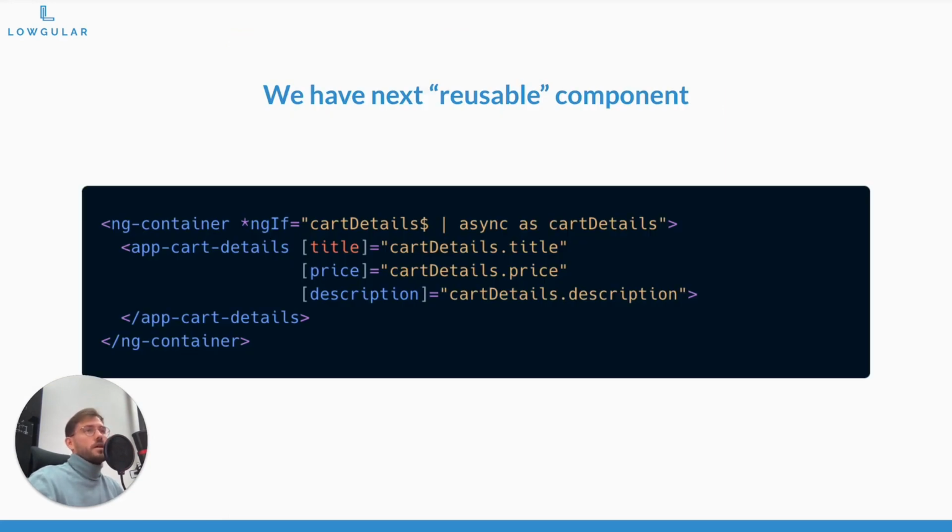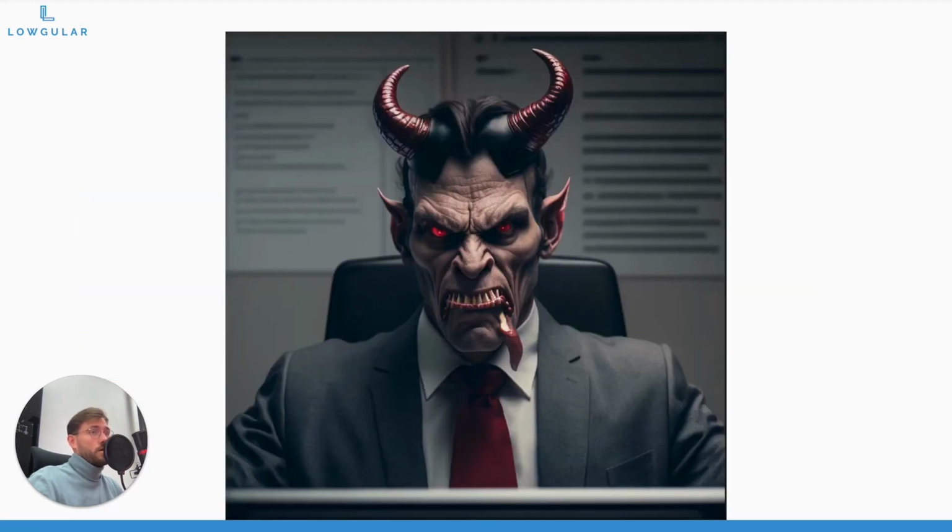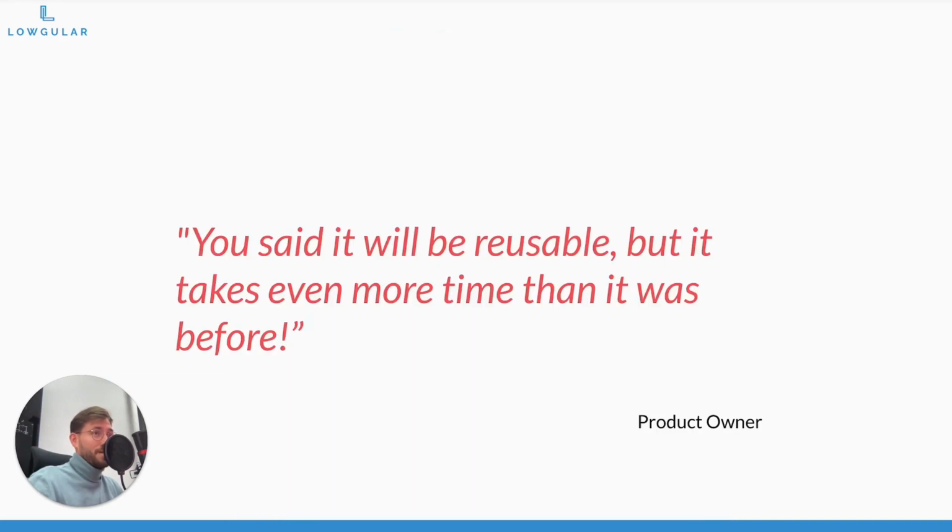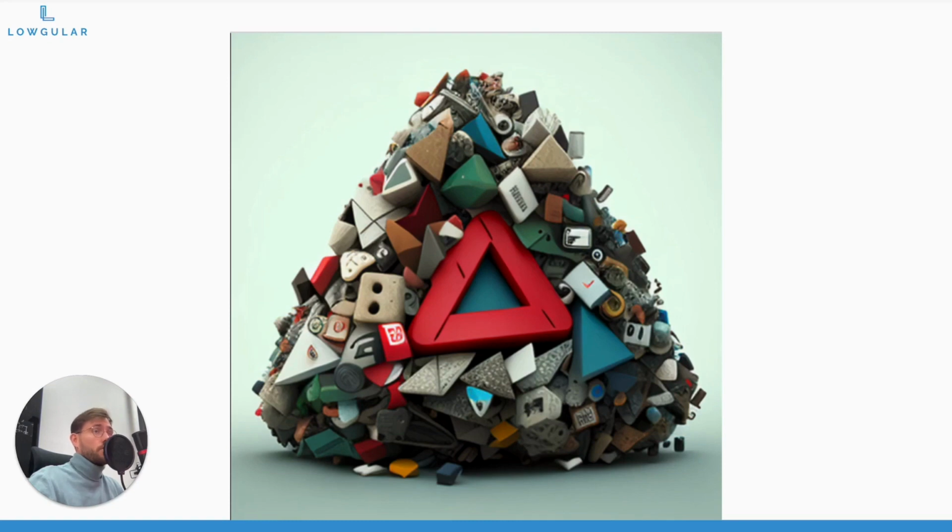Later, he had a new task. So he created the next reusable component, this time for card details with the same set of inputs. But suddenly, an evil product owner appeared. "You said it will be reusable, but now it takes even more time. As I understood well, you need to create more components and the estimation is bigger. What is going on?" And unfortunately it turned out that he made the same heap of components, but in a different way.